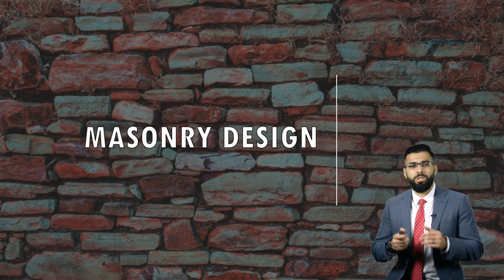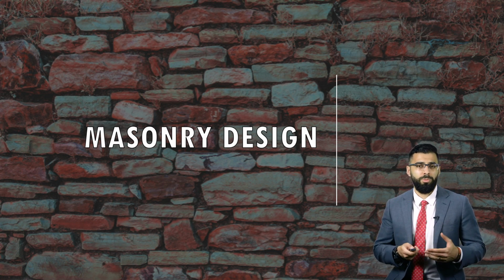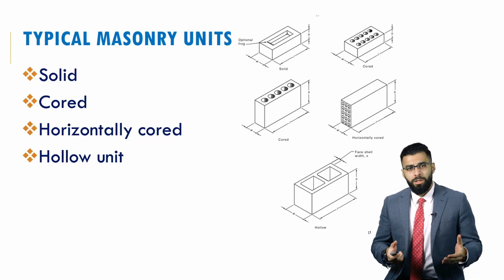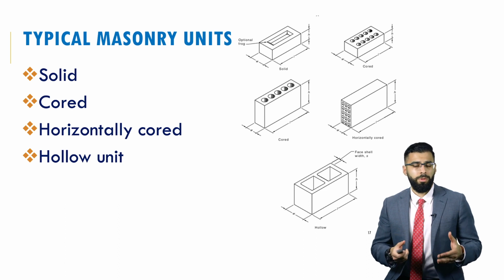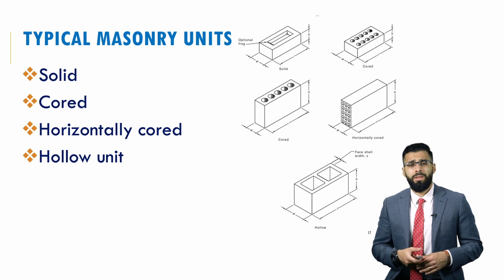Now, masonry design. What's the design process that's involved when it comes to masonry structures? When you want to design your structure, the first thing you would need to consider is the type of the masonry unit. Now, the Australian standards specify a number of types that are associated with masonry units. The Australian standard that I'm referring to over here is AS 3700.